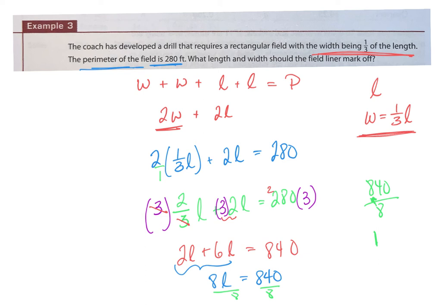Sorry, 0. I need a 0 there. So 0, 5. I solved for which one? Length? Am I done? No. So my width is 1/3 of that. How do I find my width if I have my length? Yeah, divide by 3, right? Multiply by 1/3 is dividing by 3. So what's 105 divided by 3? 3 goes into 10 how many times? 3 with 1 left over. 3 goes into 15 how many times? There we go.